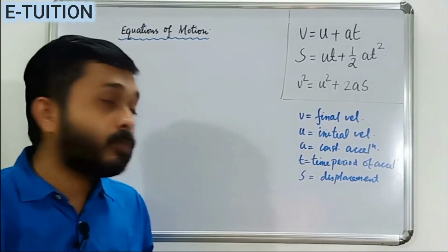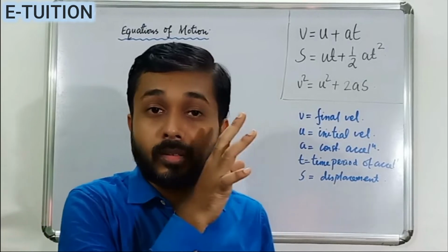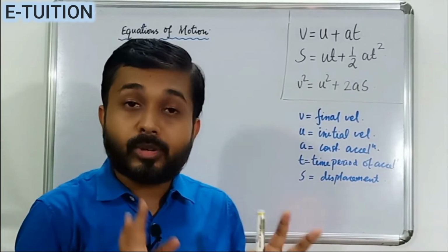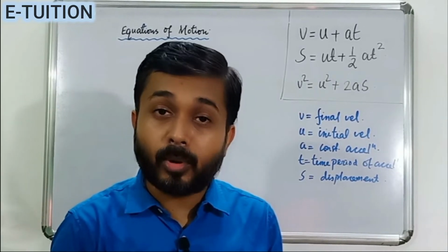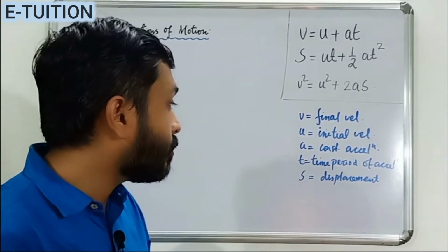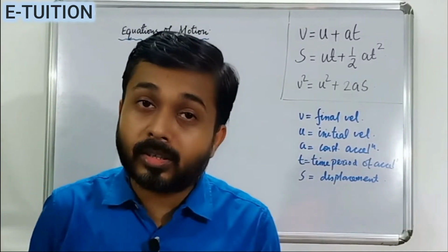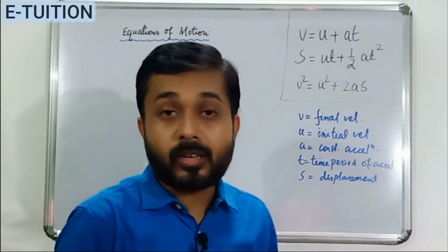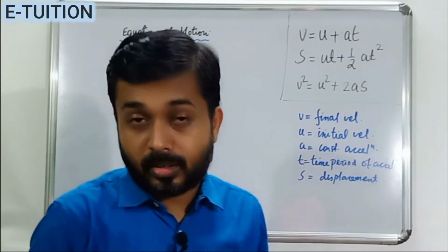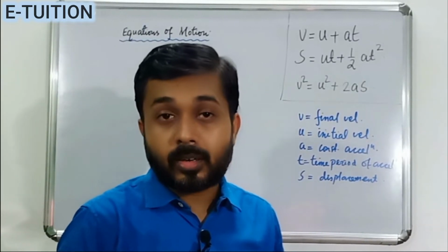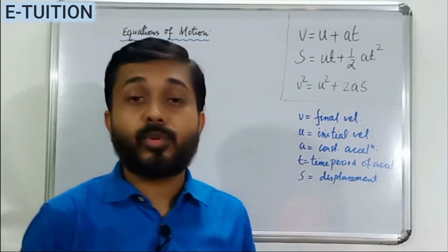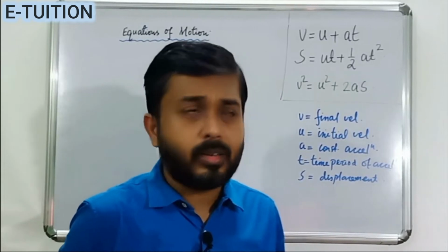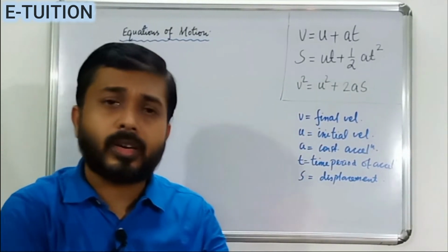In displacement we are concerned with the straight line path, the distance of the straight line path between the initial and the final point. So this is displacement and this is constant acceleration. Important point to be noted is that these equations of motion are only valid with constant acceleration. As soon as the acceleration is changing, these equations of motion are no longer going to be applicable. So these are exclusively used for constant acceleration.